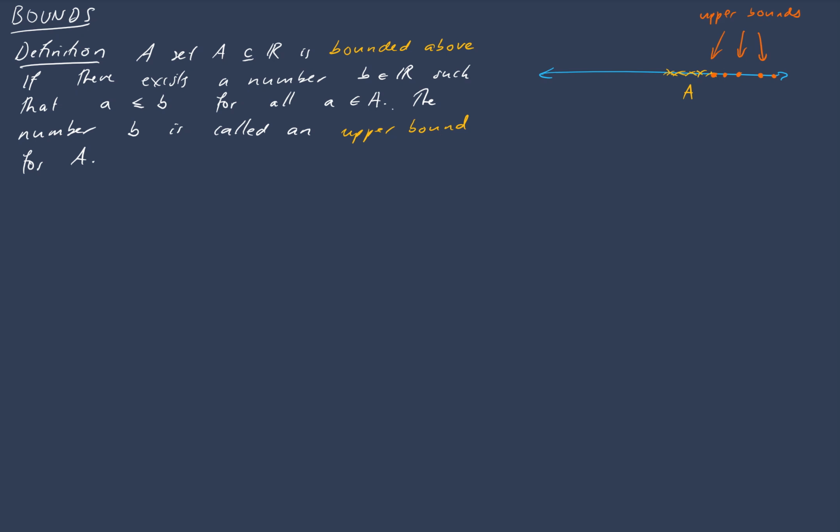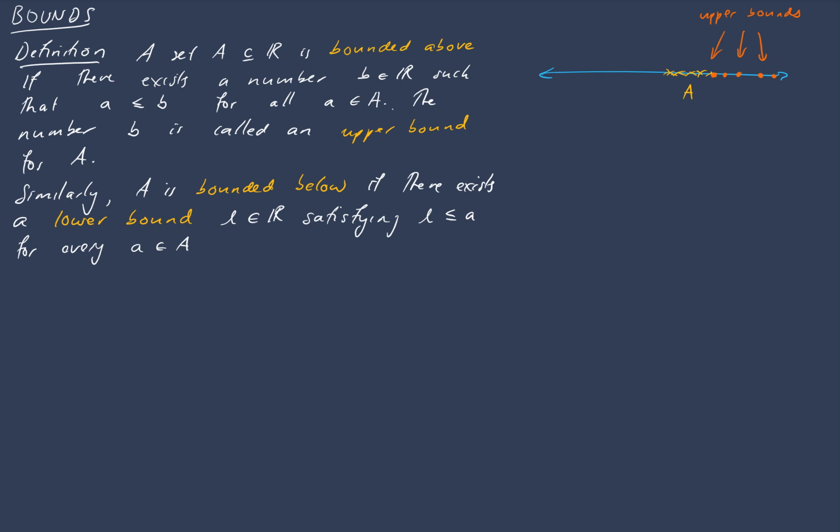And we can make a similar statement for a set being bounded below. If there exists a lower bound, then we say the set is bounded below. If we just say that the set is bounded, then that means it's bounded both above and below.